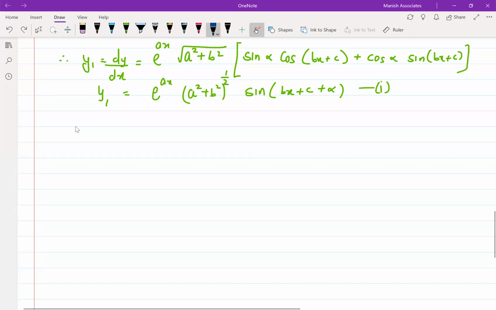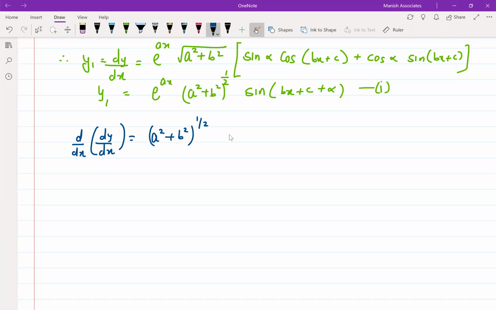So can I take 2 alpha? Differentiate one more time. I get now d by dx of dy by dx. That's going to be equal to my a square plus b square raised to half, that is root of a square plus b square, a constant brought outside. And I get d by dx of e raised to ax into sine of bx plus c plus alpha. Clear. Now derivative of first order is second order.